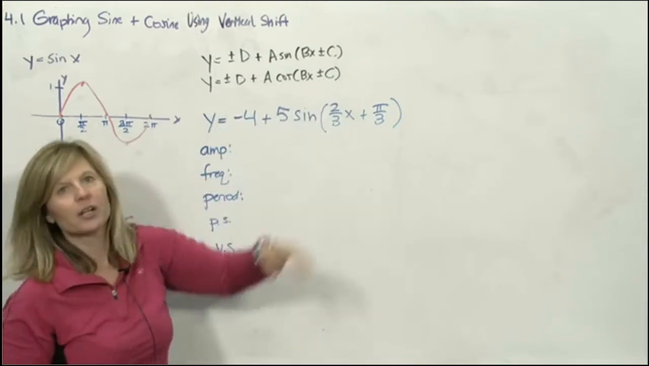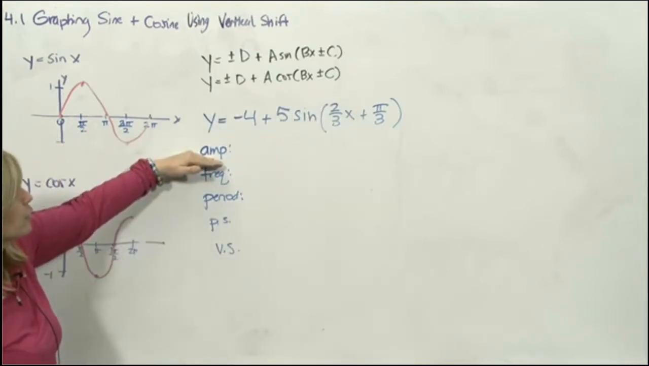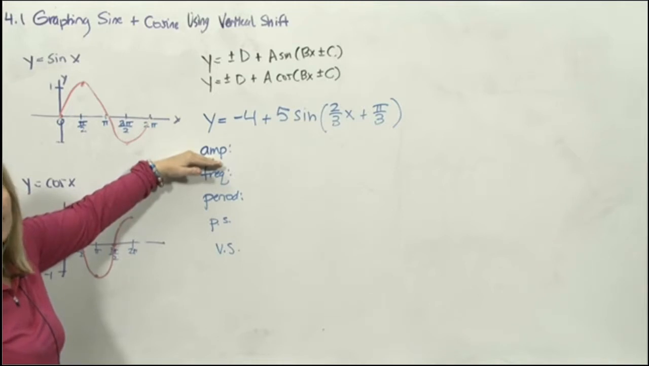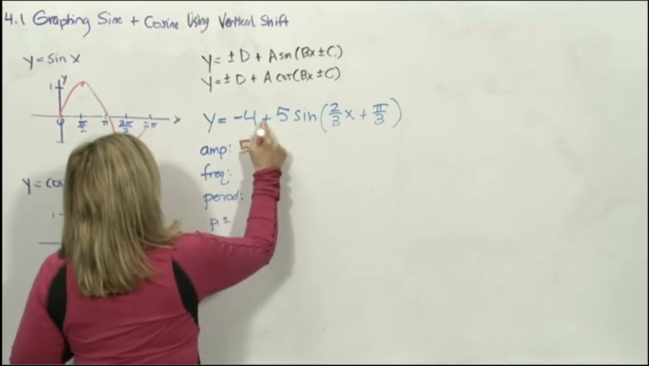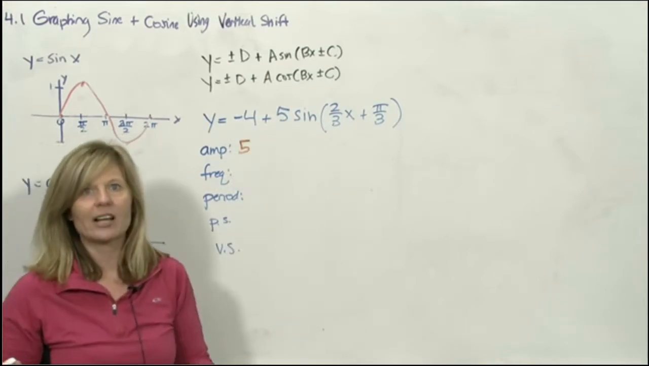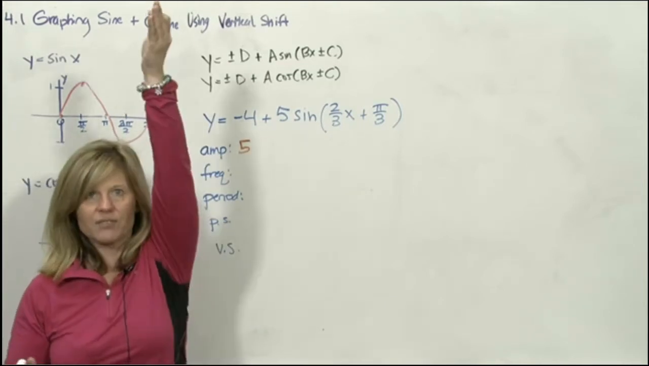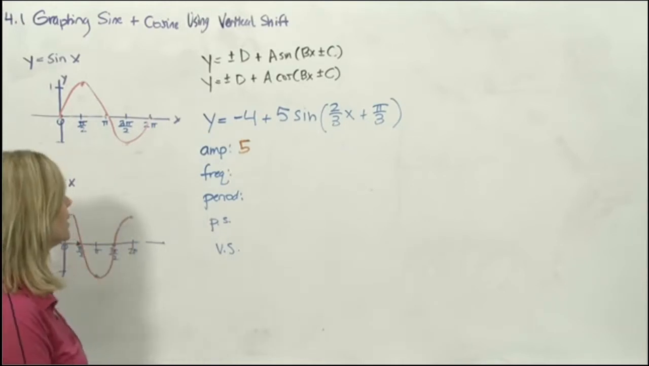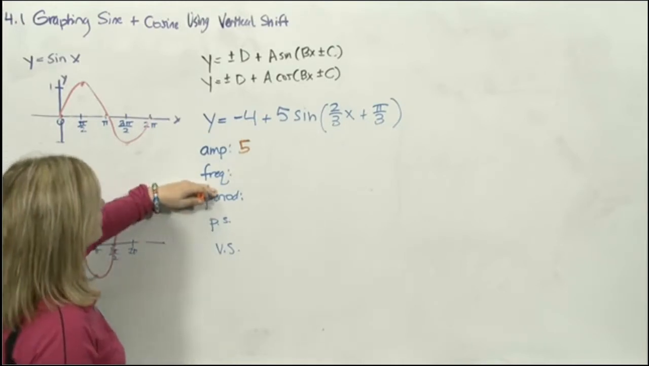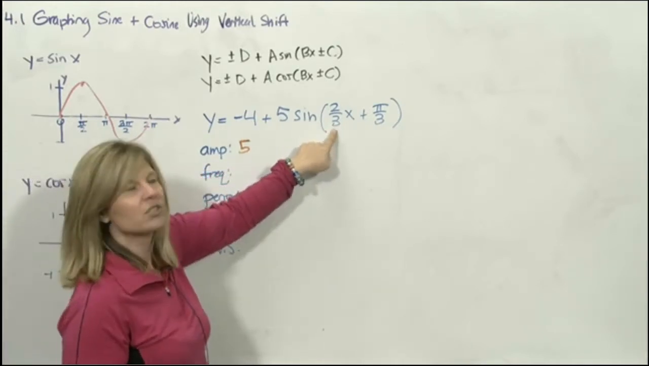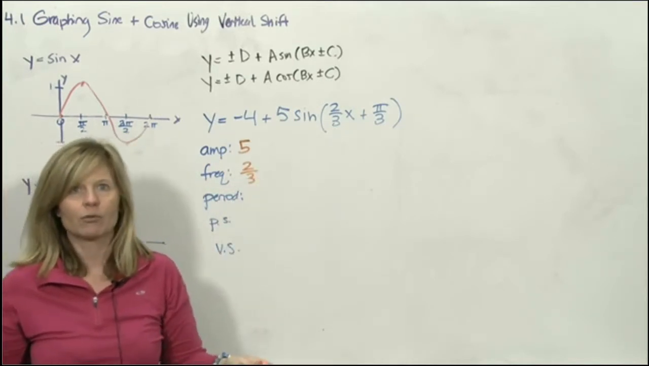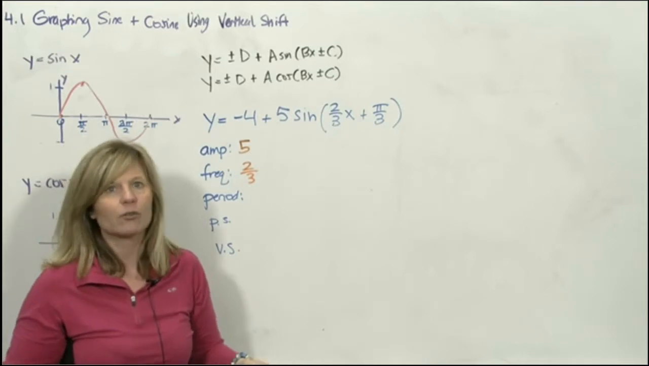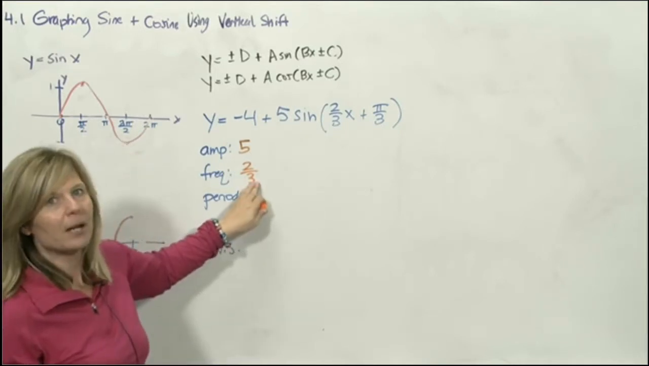4 of them I get from looking up here. I know my amplitude. It is the number connected to the trig function by multiplication. It is 5. It's a positive 5. Good, there's no reflection. This sine curve is going to go as high as 5 and as low as -5. I need my frequency. Uh-oh, my frequency is 2/3. I'm only going to draw 2/3 of a curve. I'm not going to draw a full curve. Well, that's going to affect my period.